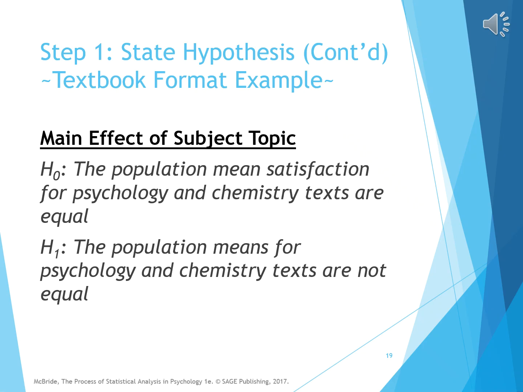Now we have to make a second hypothesis for the main effect of the subject topic. For the null hypothesis, there are only 2 levels here. So this is essentially like an independent samples t-test, but it's okay, you can use the F distribution to do this also. The null hypothesis is that the population mean student satisfaction for psychology and chemistry texts are equal. They're not different from each other. Whereas the alternative hypothesis is that the population means for psychology and chemistry are not equal to each other.